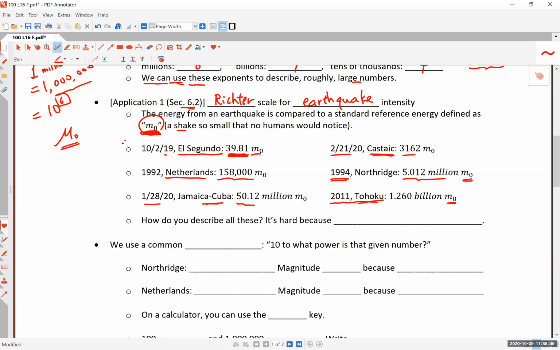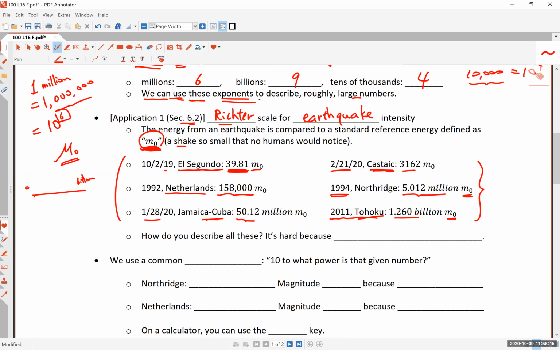All right. So the point is, I will use a logarithmic scale to make sense of this. But you notice here the numbers range from like 39 all the way to like 1.26 billion. So the range is really, really big. Okay. So how do you describe all of these? And the idea was, let's use an exponent to describe the level or the magnitude of the earthquake. It's hard because these numbers range widely. That is the problem.